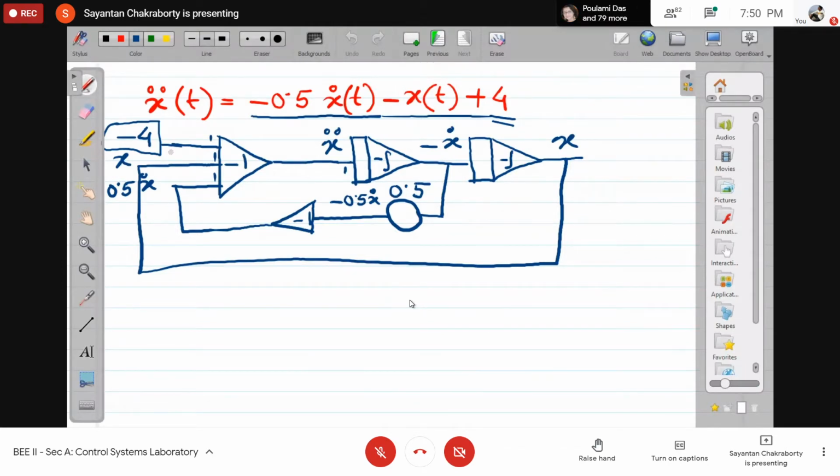Sir, are we using amplifiers as multipliers here? Yes, we are using the pots, the pots that I showed. Oh okay, this is basically a pot. Then I will explain how these pots are used. And this is an inverter.